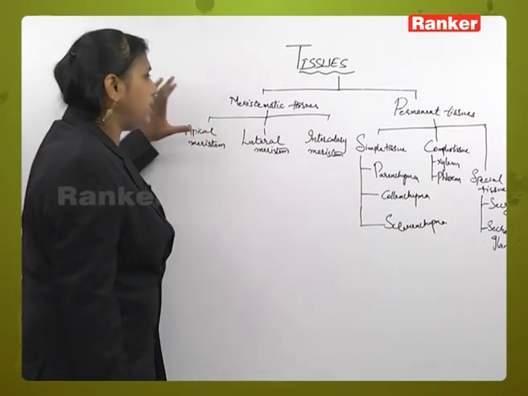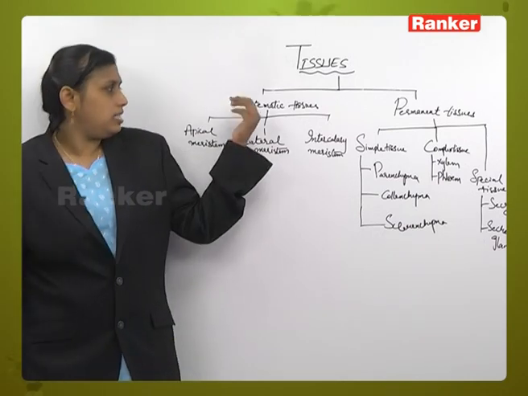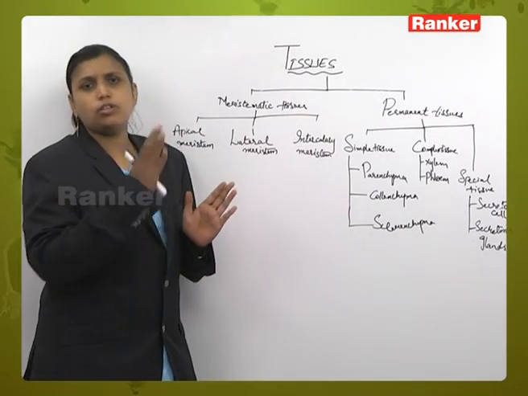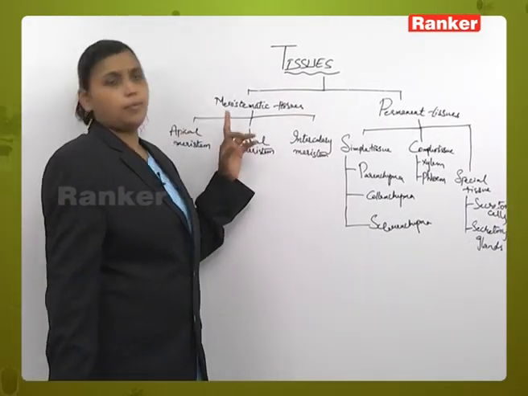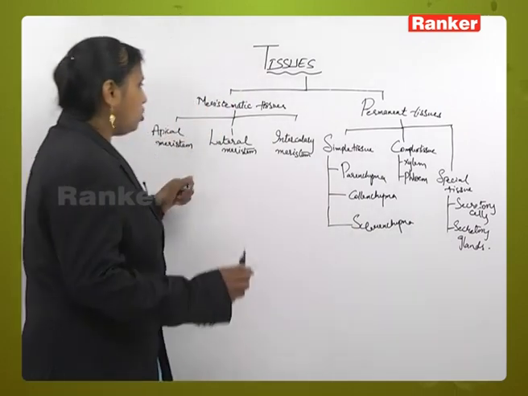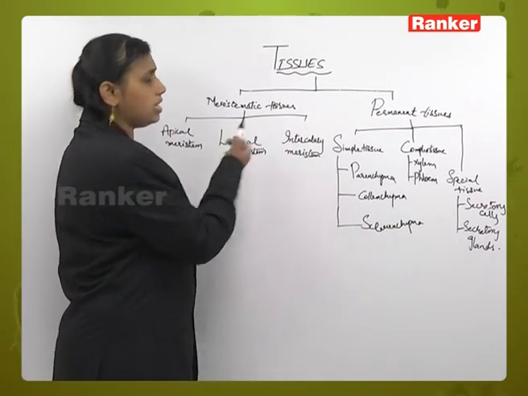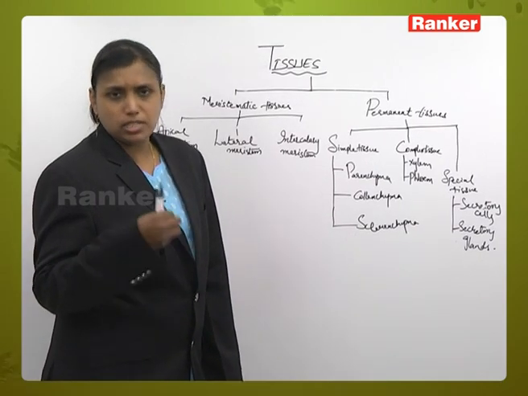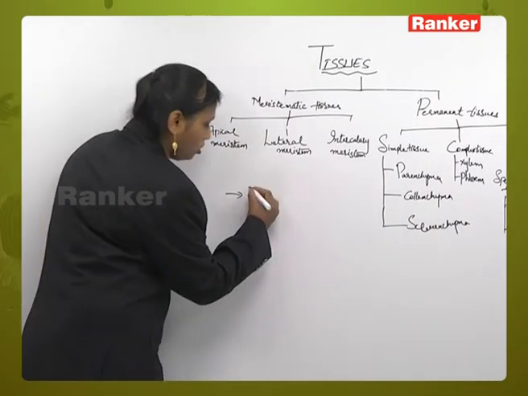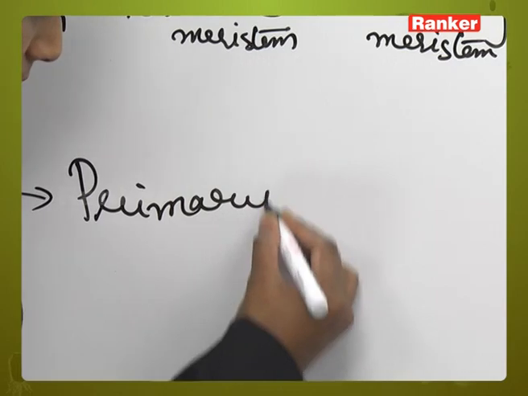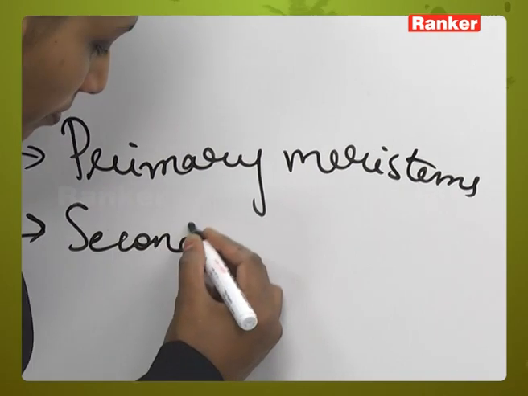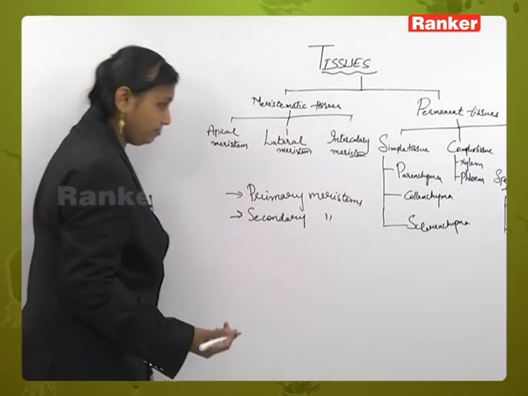Now what are meristematic tissues? As the name itself indicates, meristematic means the capacity of division. If the tissue has a continuous capacity of division throughout its lifespan, then those types of tissues are called meristematic tissue. Basically, meristematic tissues are present throughout life. Whatever growth division is occurring in a cell is because of the presence of meristematic tissues. Now, basically meristematic tissue is divided into two types: primary meristems and secondary meristems.